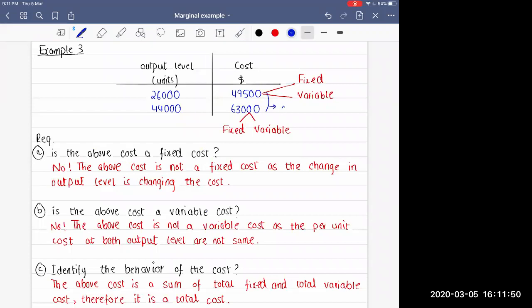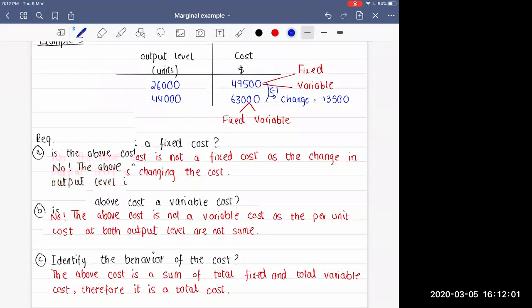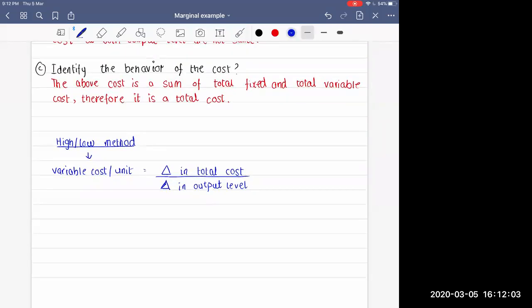63,000 minus 49,500. The change is 13,500. What is change? Change is 13,500. Change in cost is 13,500, divided by change in output level.